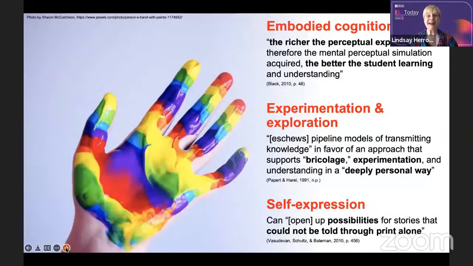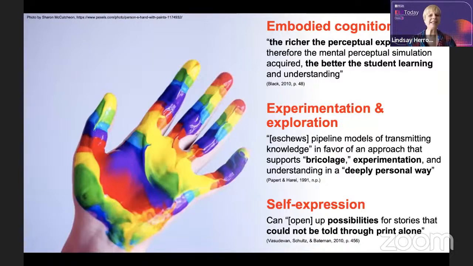It also supports embodied cognition. Now, there's a lot of research that says the richer the perceptual experience, the better the student learning. In this case, the perceptual experience is, of course, the images, the videos, the interaction, all of that, which helps students consolidate their mental model of English.